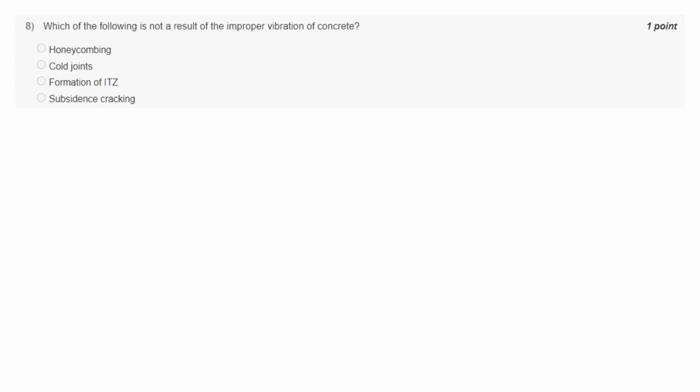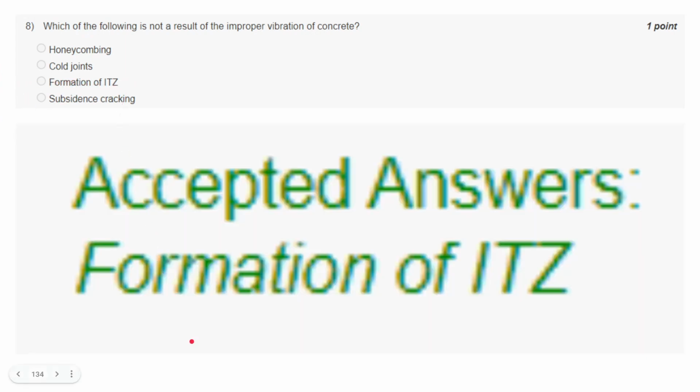So that has nothing to do with vibration. It will be forming irrespective of whether we use vibration or not, or whether we are doing vibration properly or improperly. This ITZ will always form, so it is not a result of the improper vibration of concrete. So the third option, formation of ITZ, is correct. As you can see, formation of ITZ is the correct option.